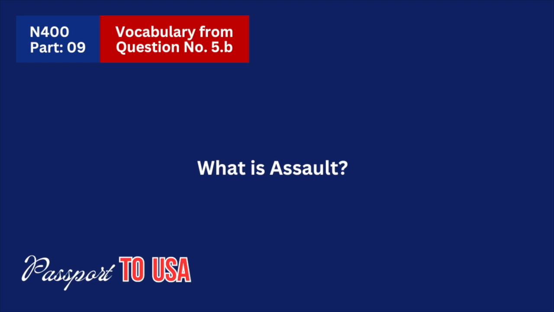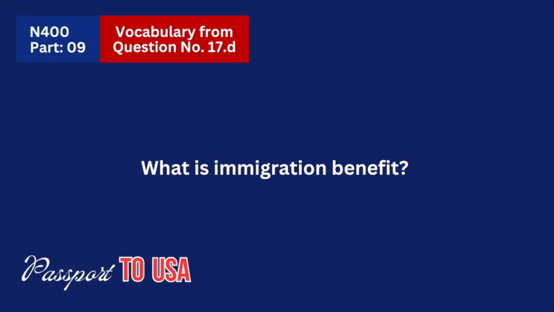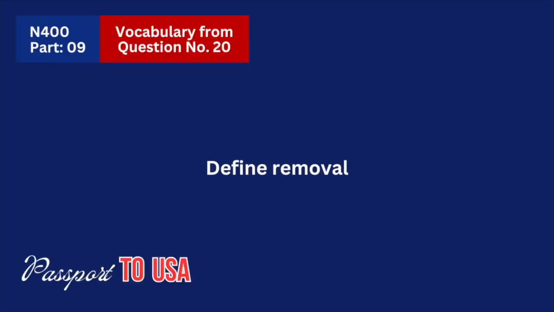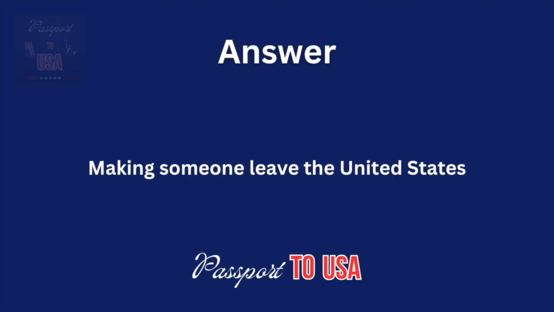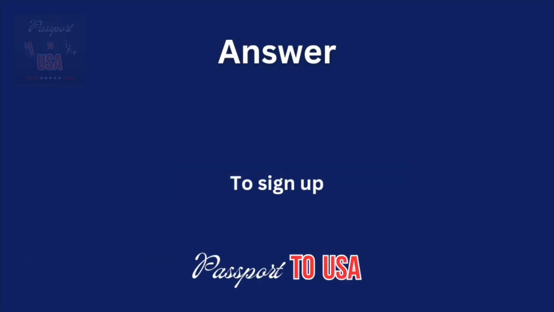What is assault? To attack violently. What is immigration benefit? Things like a visa, green card, or citizenship. Define removal. Making someone leave the U.S. What do you mean by enlist? To sign up.